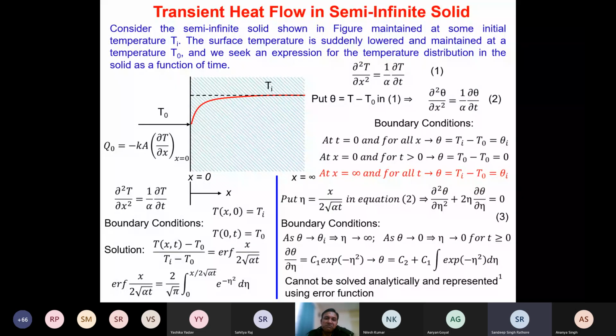Sorry. Now let's look at the second boundary condition. Now the second boundary condition is at x equals to 0.